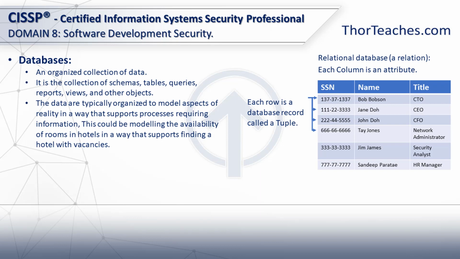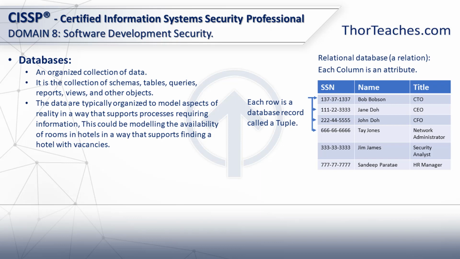A database is just an organized collection of data, and some of the ones we use the most are relational databases. You can see a very simplified example over here on the right. Each column is an attribute, for instance, social security number, name, or title, and each row in the database is called a tuple. For the CEO, we have that her name is Jane Doe and her social security number is 111223333. Real databases would be much larger, and they would be coupled in parent and child relationships, and we will cover that in a minute.